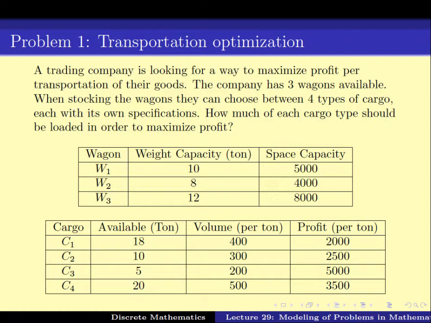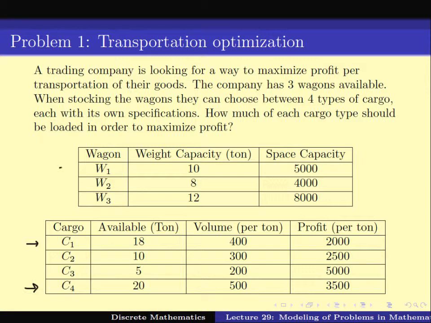Say in the first problem, a trading company is trying to maximize profit per transportation of goods. This trading company has 3 wagons available. Now, when stocking the wagon, they can use 4 types of goods, right? So here there are the 4 different cargoes, C1 to C4, and here are their wagons, right? Now, each wagon has a weight capacity and a space capacity, and each cargo has a volume per ton, how much is there, and if you manage to ship that much amount of thing, what is the profit that is there?